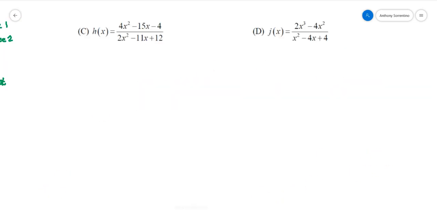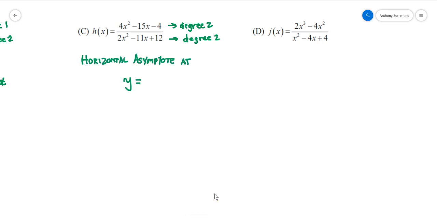For C and D, h of x, I can see here the top is degree 2. The bottom's degree 2. I'm going to have a horizontal asymptote. The thing is, I had to come up with what that horizontal asymptote is going to be.